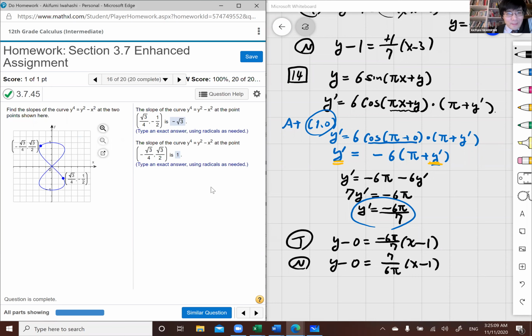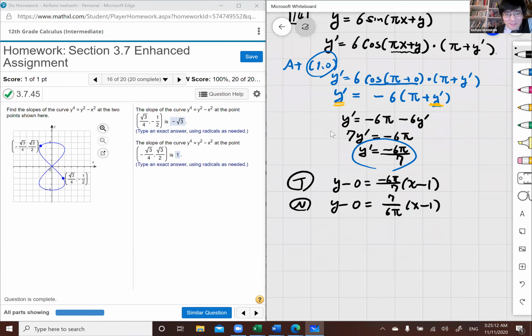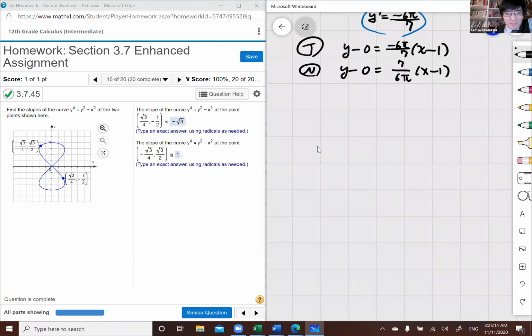Okay. The value we have to plug in looks kind of ugly, but let's do this one. Number 16. So number 16 is y to the power of 4 minus y squared minus x squared. It has a lot of symmetric properties, but the problem is the same. You need to find the slope of the curve, same thing as y dash at the given point. Okay, the slope of the curve is the same thing as y dash at the point.